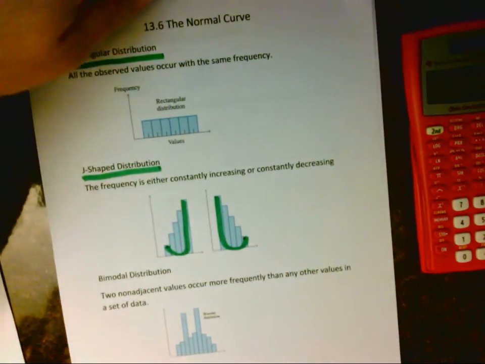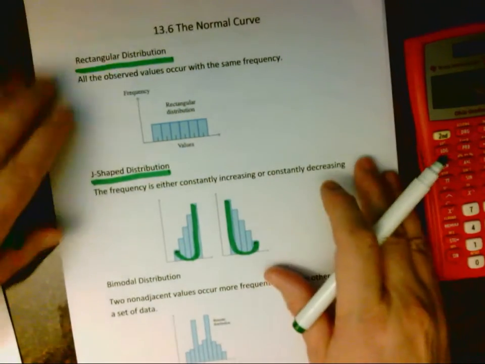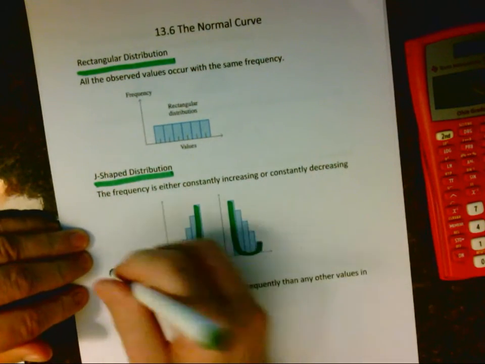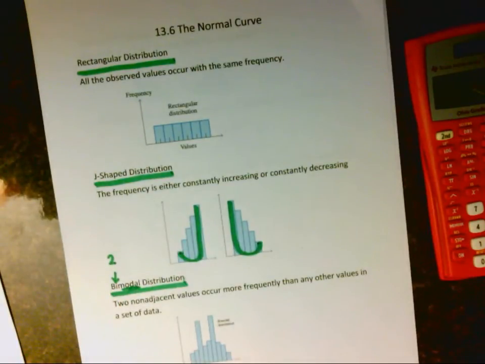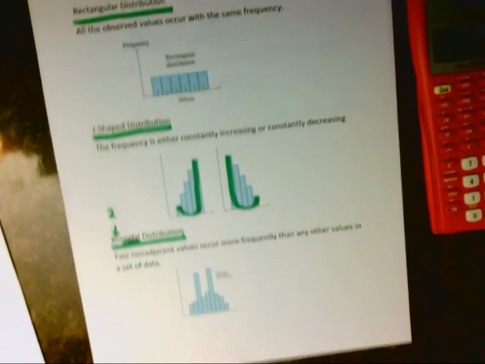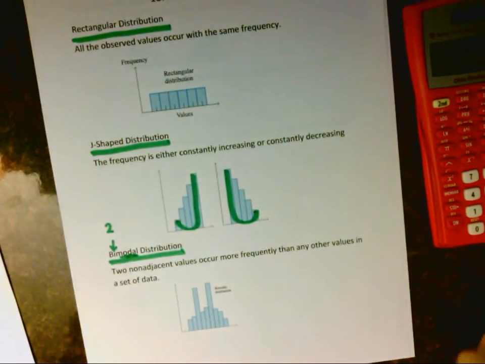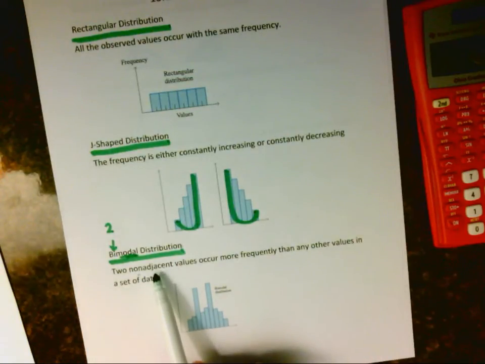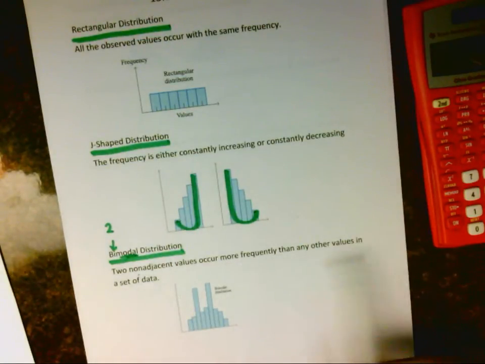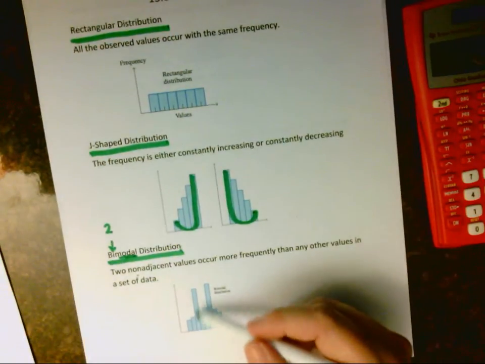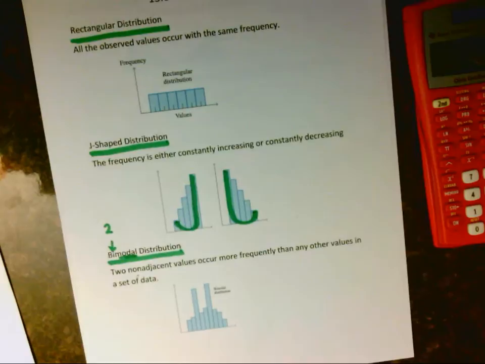Next, we have a distribution that's called a bimodal distribution. Bi, of course, means two. Mode means the most frequent, right? The mode, we covered that earlier. So if you look at this graph, you will see that there are two peaks in it, and they don't occur side by side. There's a gap between them. Two non-adjacent values occur more frequently than any other values in a set of data. So in this set of data, you have two peaks that are separated, okay? Bimodal.